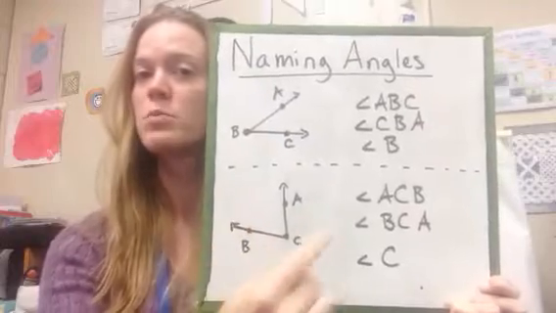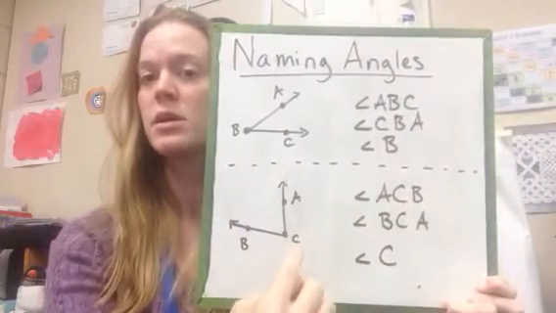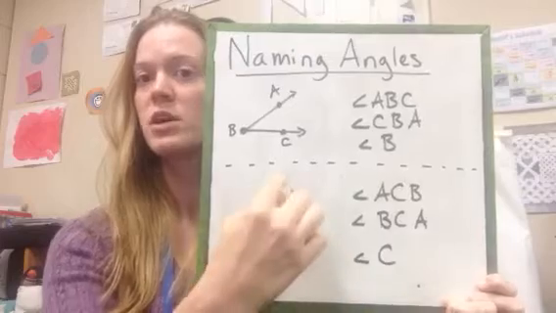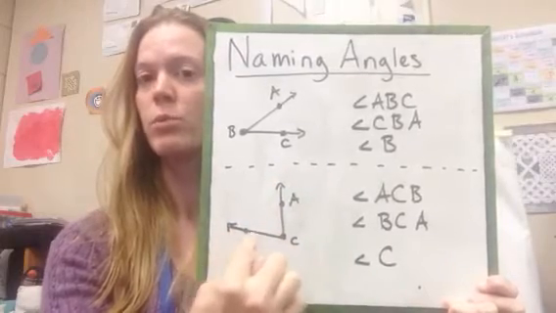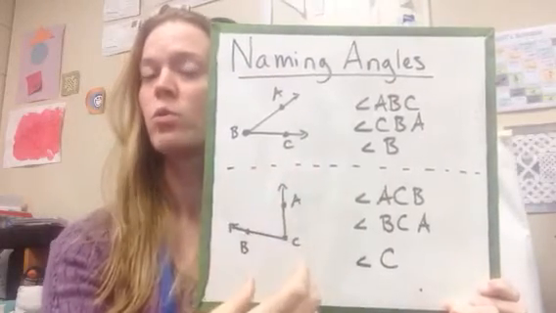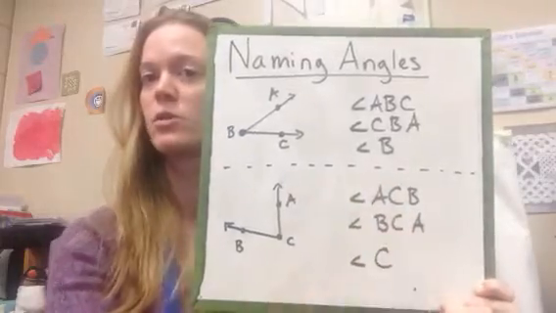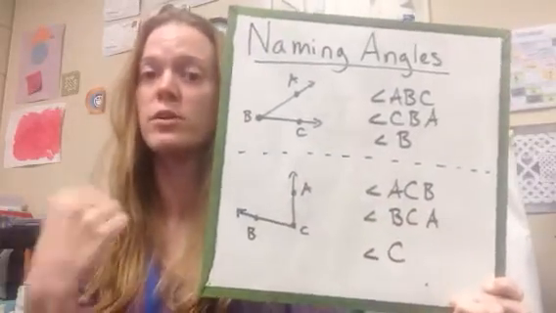So same points, but this time if I call it angle ACB, that means that C is the vertex. So I went ACB, or I went BCA. So this is a totally different angle depending on how these letters are going. So make sure you get your letters in the right order.